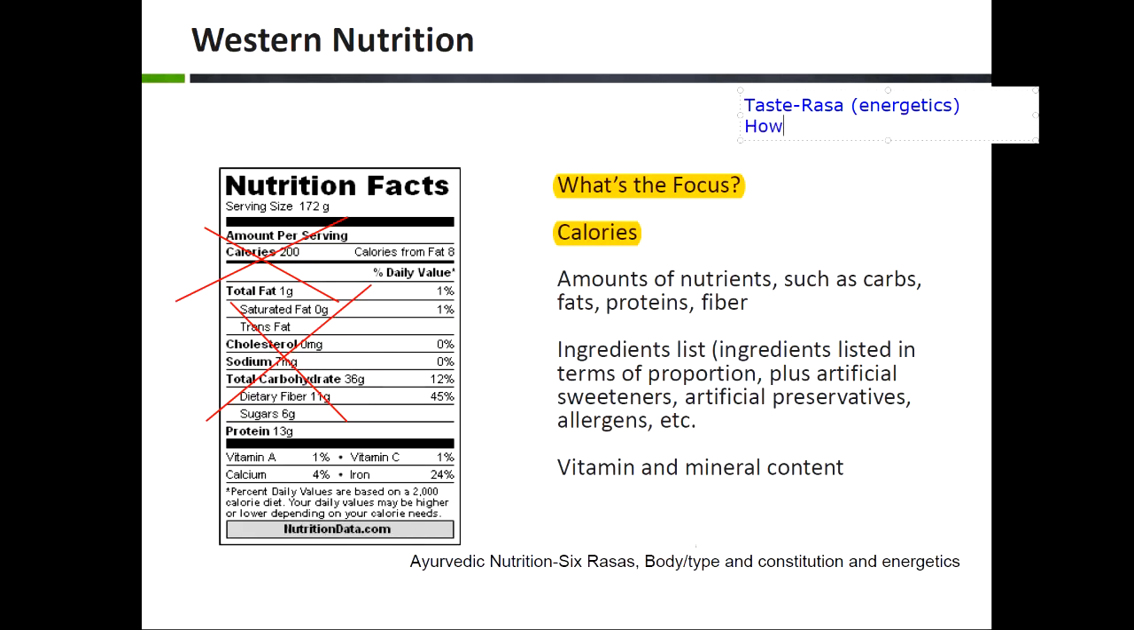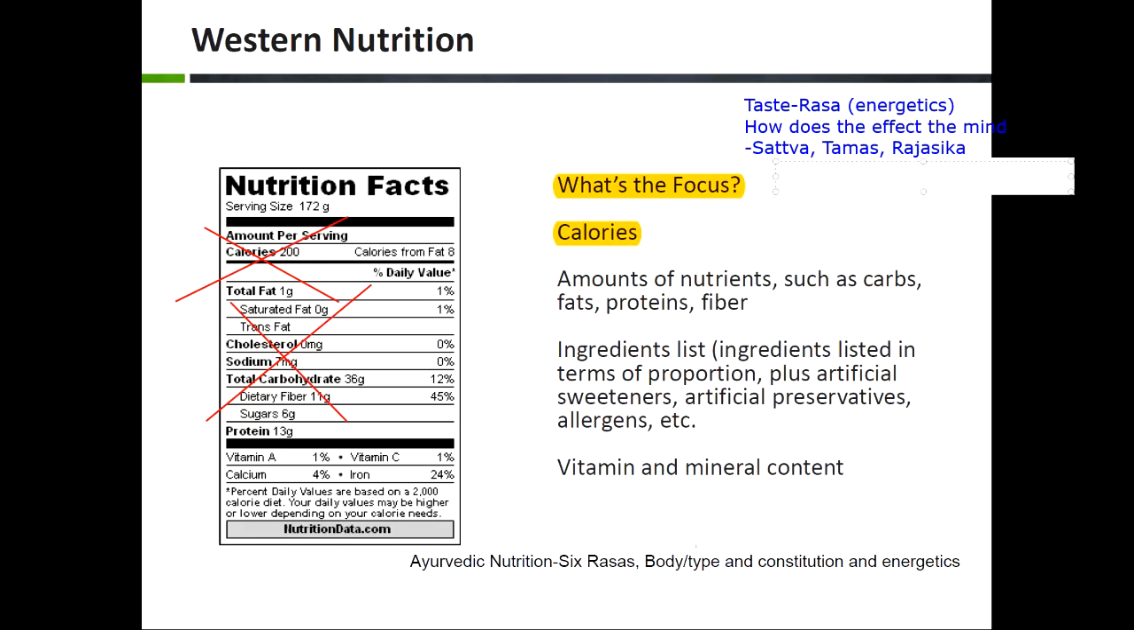And then how does the food affect the mind? That means it makes our mind either sattvic, pure, tamasic, a little lazy, or rajasic, makes it run. So what are the 6 rasas and how do they affect the mind? These are the 2 things that in AC 102 we're interested in. And what is the most important consideration for rasa? It is the body constitution.